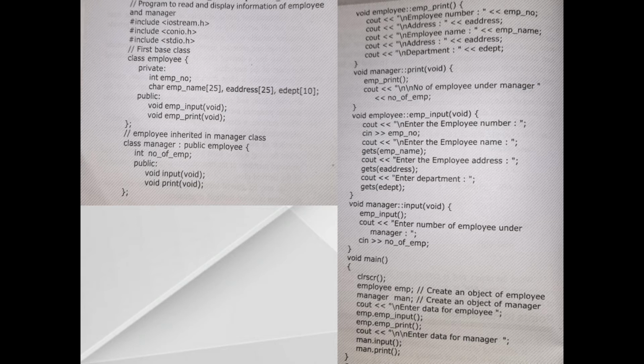If you have a textbook, you can flip to your solved exercises, question number 8. Under question number 8, it is written: write a C++ program to read and display information about employees and manager. That means to enter the data for the employee and manager class, and then to print out the information that has been entered.